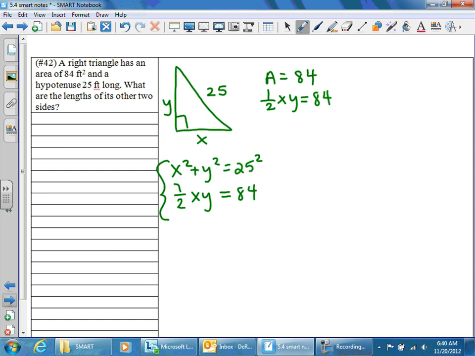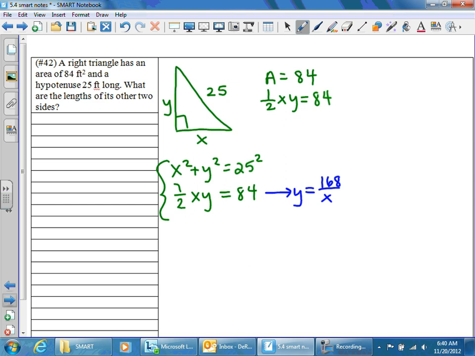All right, so I'm going to go ahead and solve for one of the variables. And I decided to come down here and solve for y. Again, I don't want to solve for the top one yet because I'm going to have a square root plus or minus. I'd rather wait till the end to do that. So let's see, multiplying by 2 and then dividing by x gives me 168 over x for y.